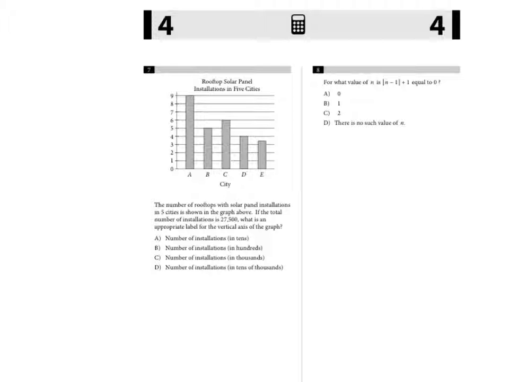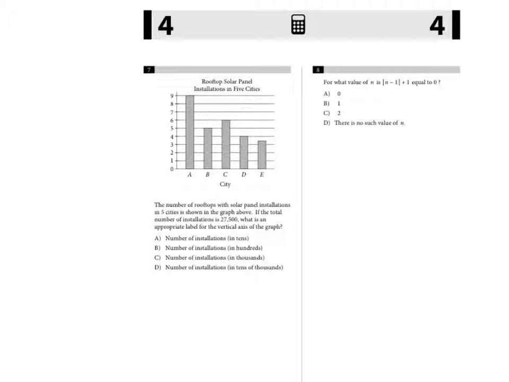So essentially, what this question is asking is, if you were to add up every single number here, here, here, each of these represent a different city. If you were to add all those up, you should get 27,500. So now the question is, what does this 9 represent? Does it represent 9, 900, 9,000, or 90,000? So that's what they want you to find. They want to figure out what is the appropriate label for this axis.